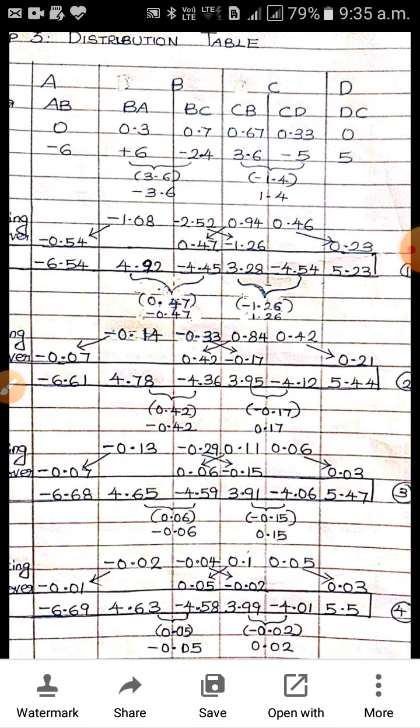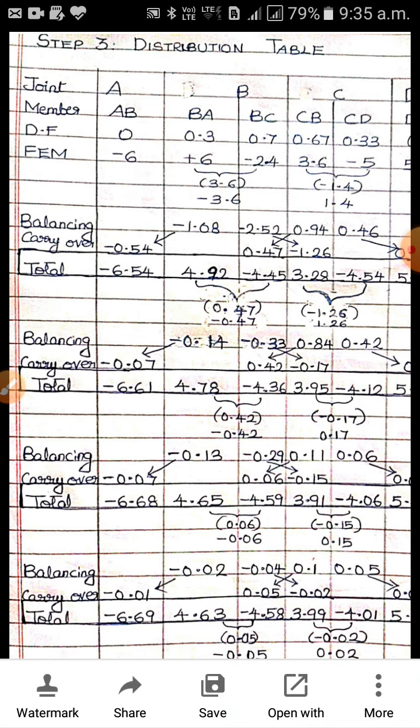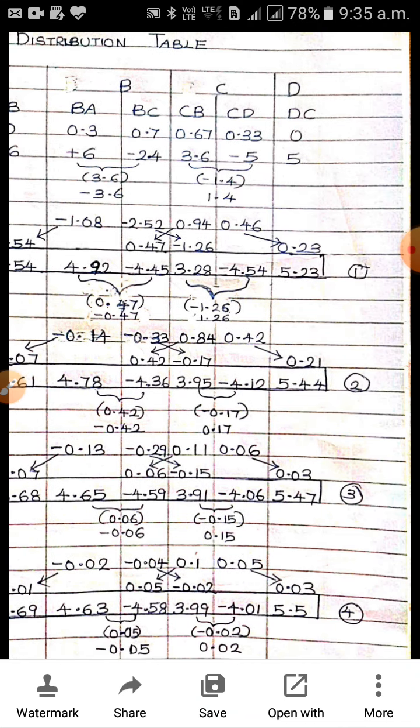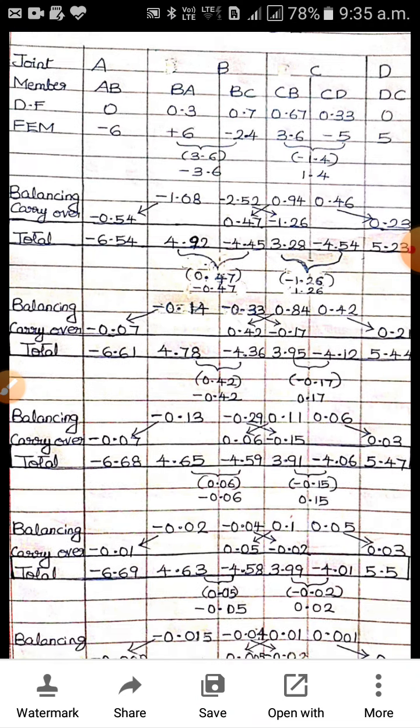Okay, now you have to add everything up. So from where you have to add? From the level of fixed end moments. So minus 6 minus 0.4 is minus 6.54, plus 6 minus 1.08 is 4.92, minus 2.4 minus 2.52 plus 0.47 is minus 4.45. So similarly add up. Okay, this is the first iteration which you have completed.